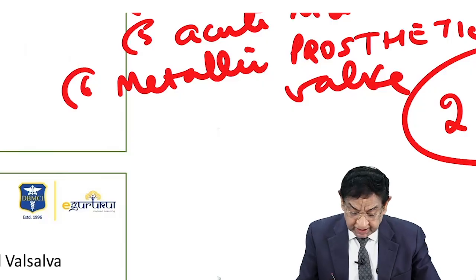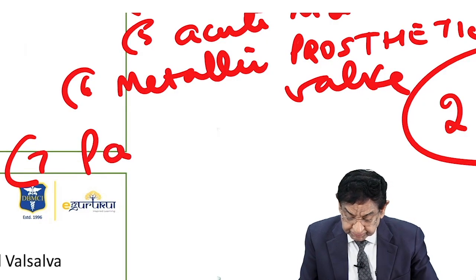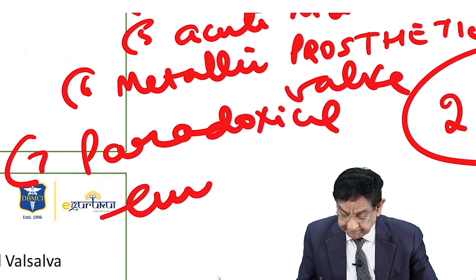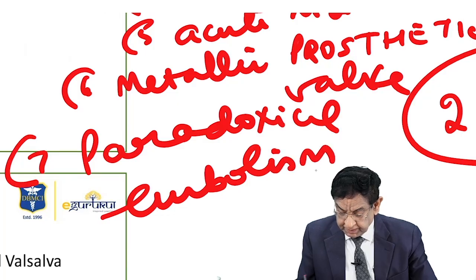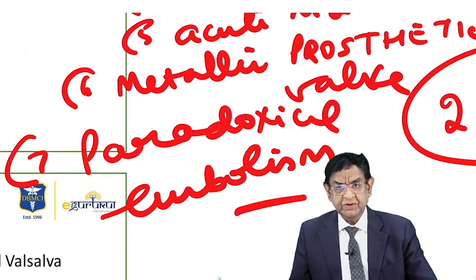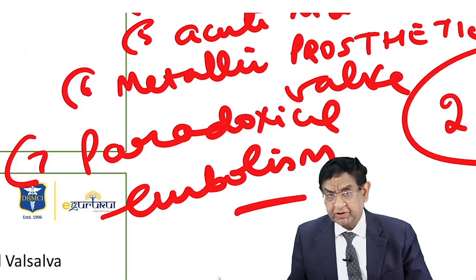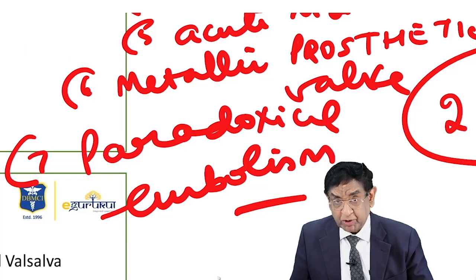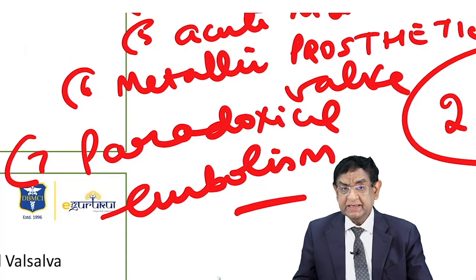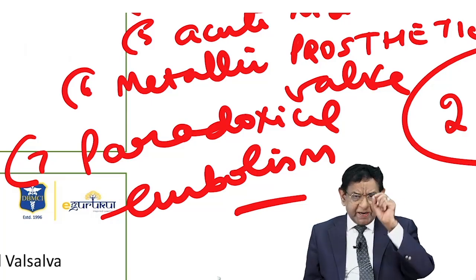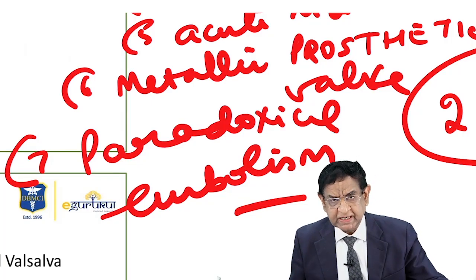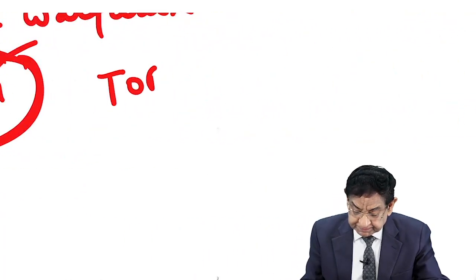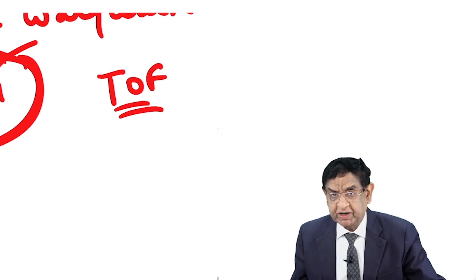We have a term called paradoxical embolism. The question is, a question only for the student, write down the answer in your copy. In which condition do you get a paradoxical embolism, and what do you mean by paradoxical embolism? Or simply write down in which condition you get paradoxical embolism. Well, the answer to the question is tetralogy of Fallot. Here we get paradoxical embolism.